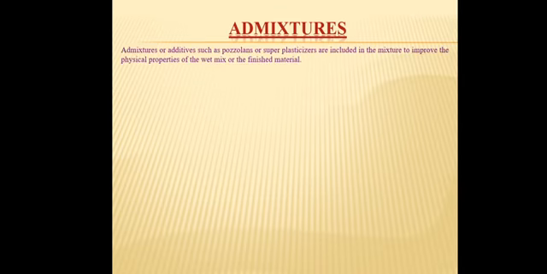Next, admixtures. Admixture is also a very important topic in concrete, because when we want to change the physical properties of concrete, we need to use admixtures. Admixtures are also called additives, such as pozzolana and superplasticizer, included to improve the physical properties of fresh concrete.